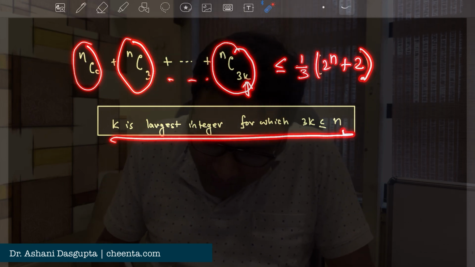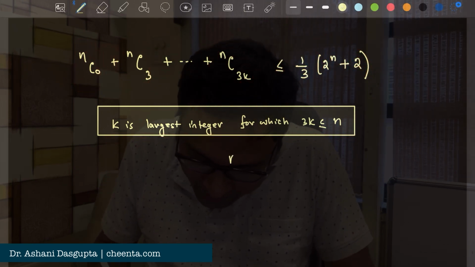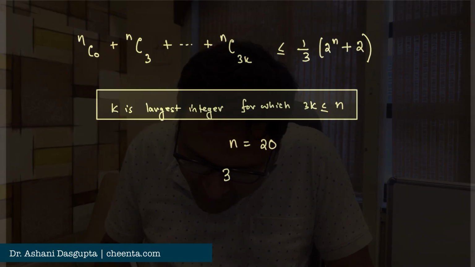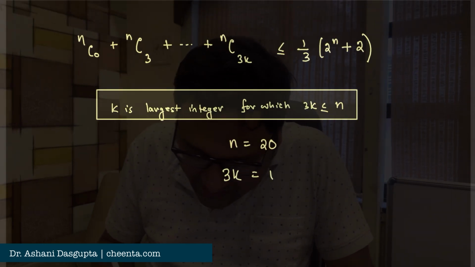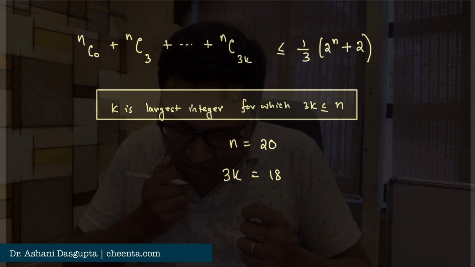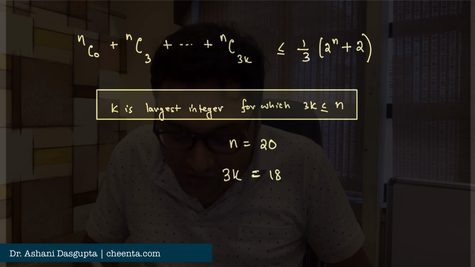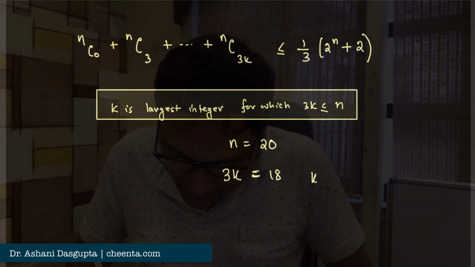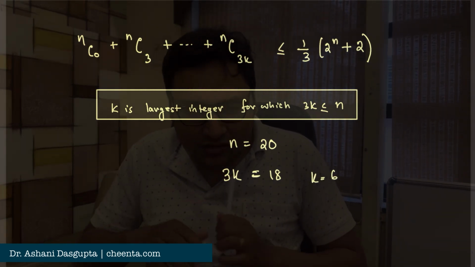So for example, if n is 20, 3k is 18, the largest multiple of 3 less than n. So k is 6. So it's like this.